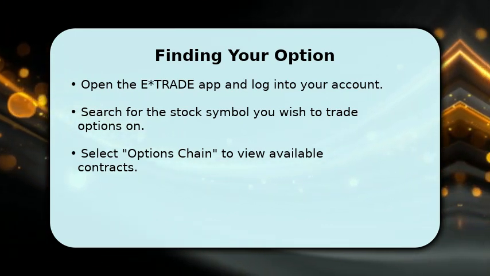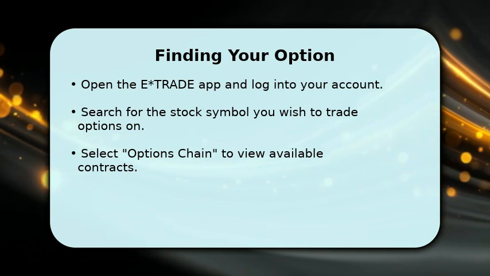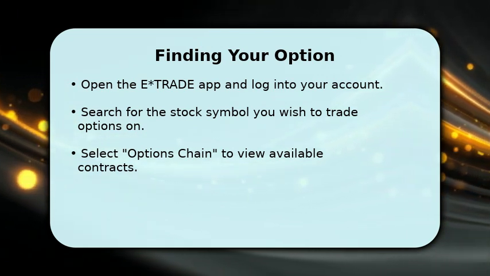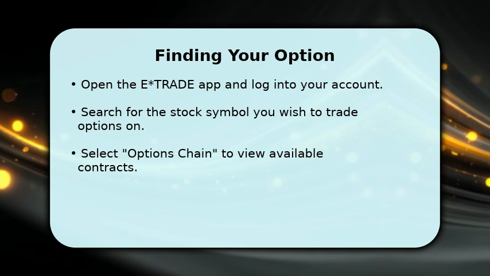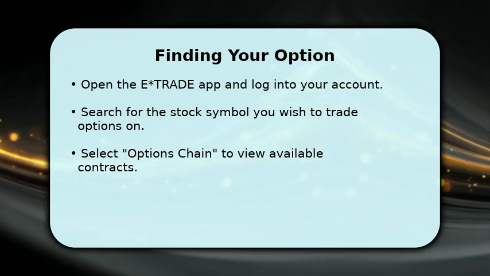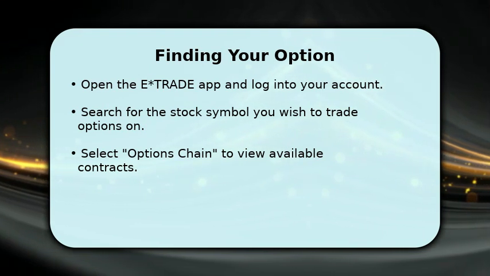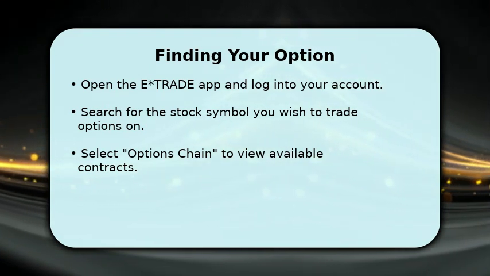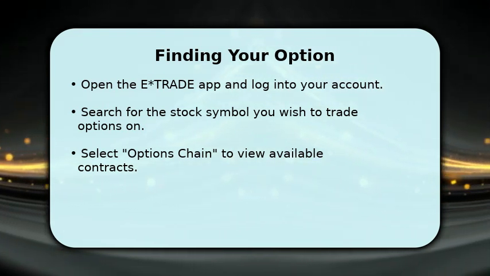Navigate to the search bar and enter the ticker symbol for the underlying stock you're interested in. For example, if you want to trade options on Apple, type Apple. From the stock's detail page, look for and select the Options Chain tab to see all available contracts.